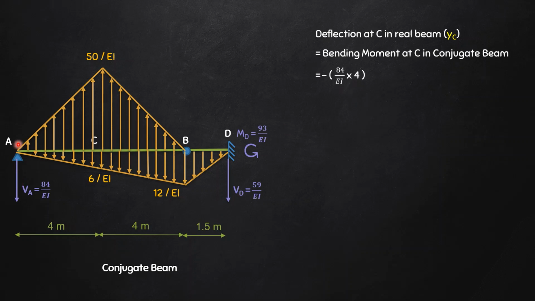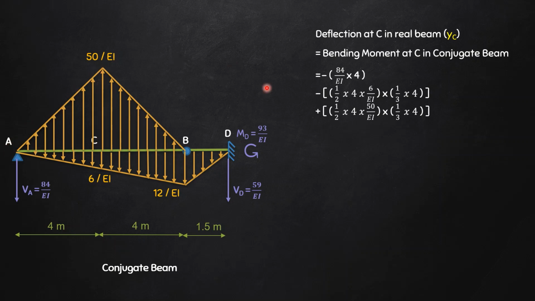So therefore, minus 84 multiplied by 4. And now I'm going to take this small triangle 6 divided by EI, that is up to 4 meters. So that will be minus half into 4 into 6 divided by EI, that is half into base into height, multiplied by the CG of this triangle up to C, that is 1/3 of 4 meter.